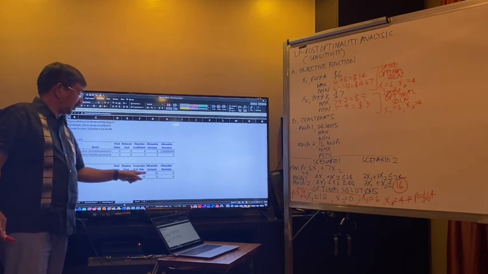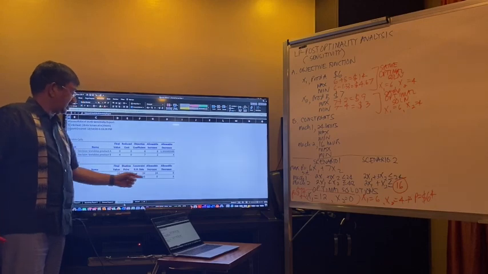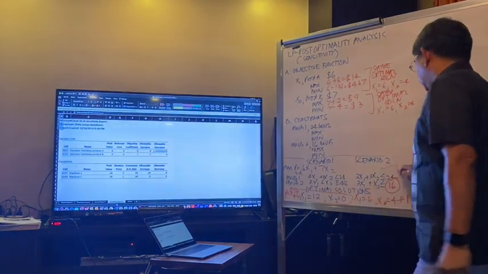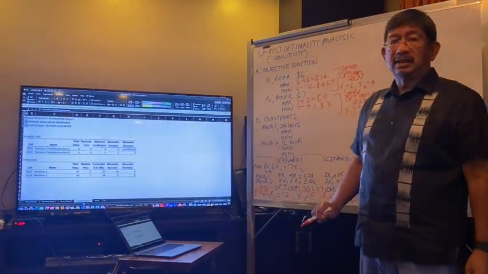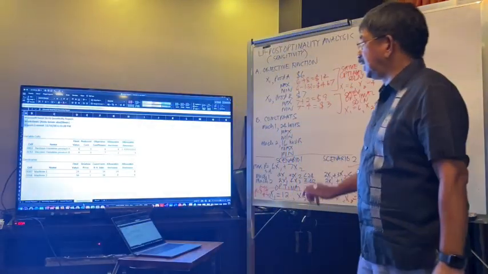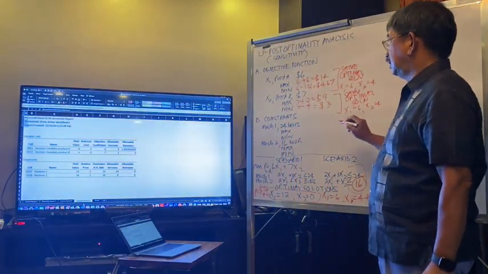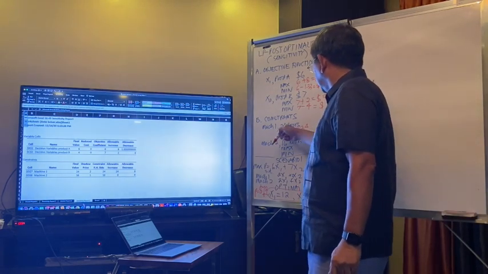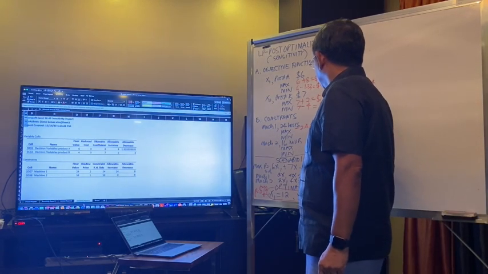And the constraints are 24 hours for machine 1, 16 hours for machine 2. Ito yan, di ba? It's these two, the 24 hours and 16 hours. So the allowable increase for machine 1 is 24. Meaning 24, this one, plus 24, 48.